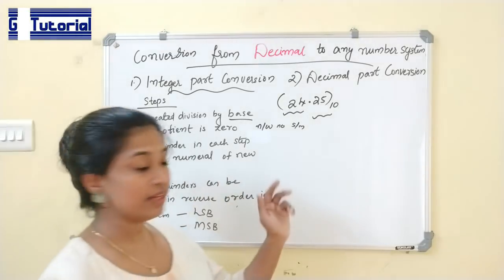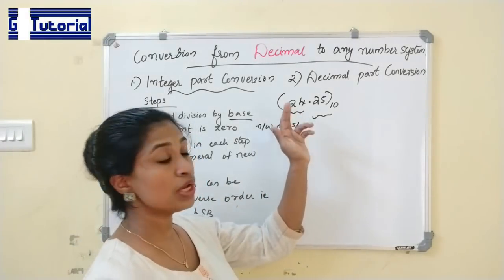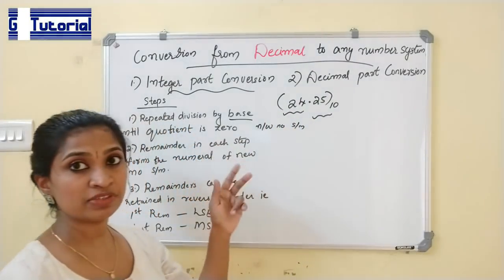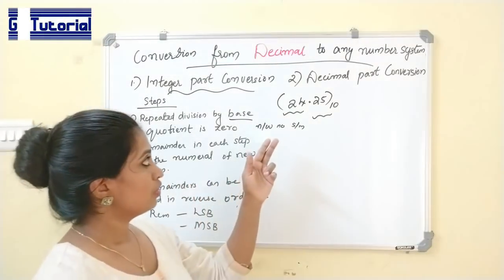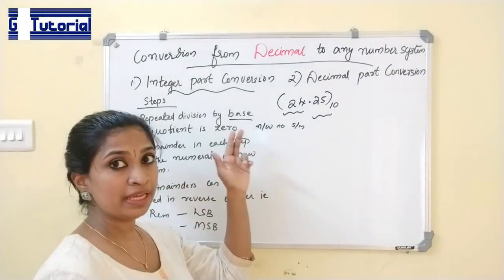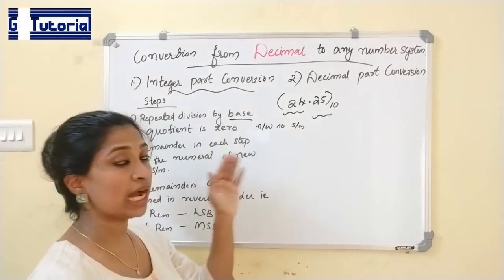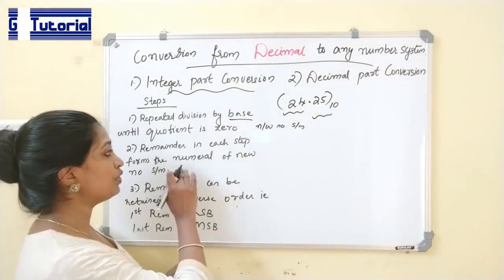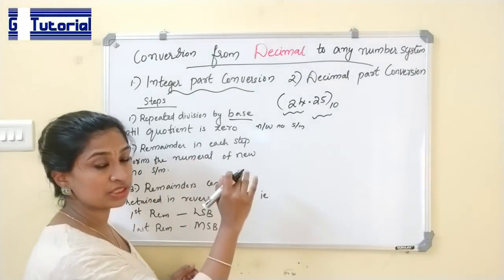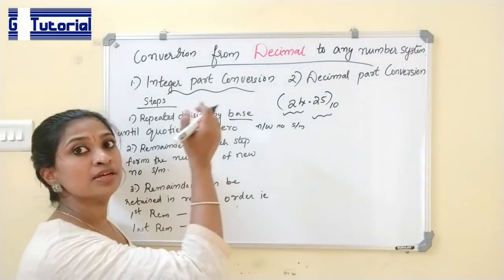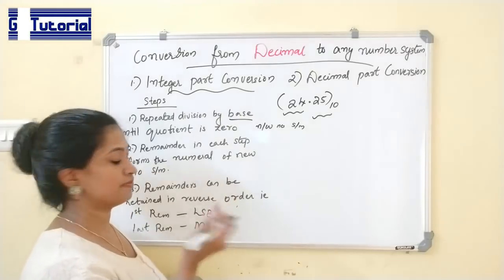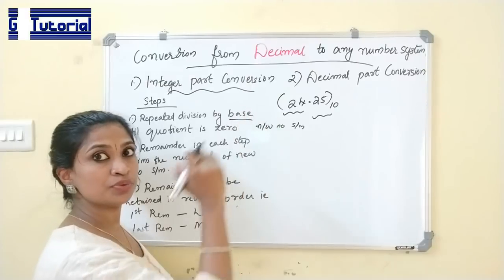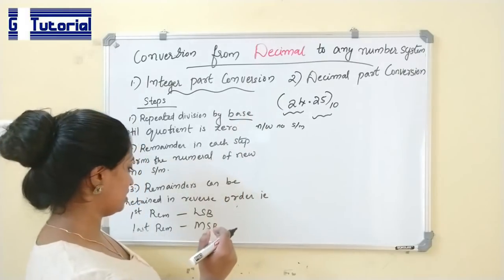So if you have to convert 24 to the binary number system, we have to do repeated division by 2. If to octal, repeated division by 8. And this process continues until the quotient is 0. The next step is we have to retain the remainder in each step. This forms the number in the new number system.